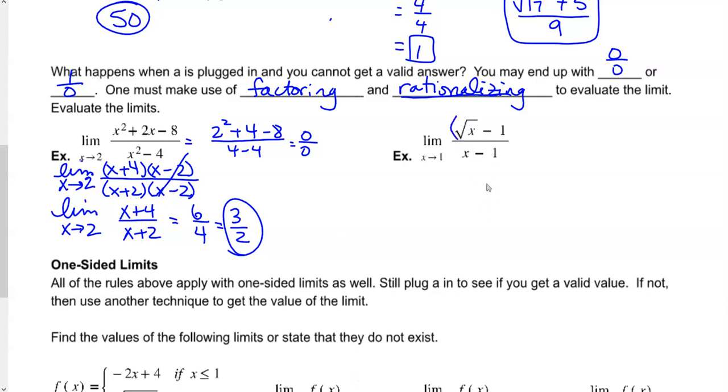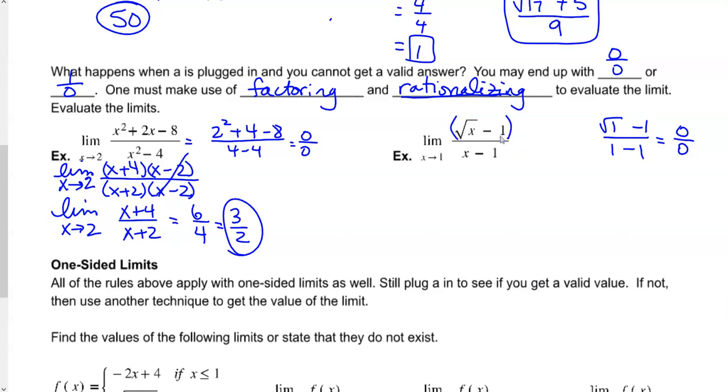First, let's try: if we plug in 1, what do I get? I get the square root of 1 minus 1 over 1 minus 1. And when I do that, I do get 0 over 0 again. So we have to do something. We just can't plug the a in. So this is an exercise in doing it by rationalizing.